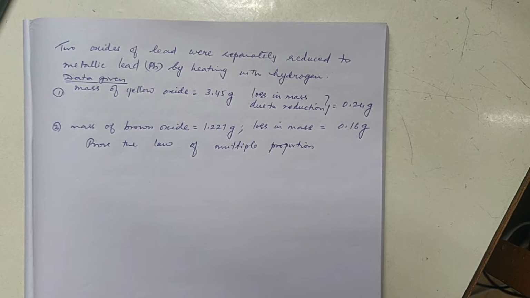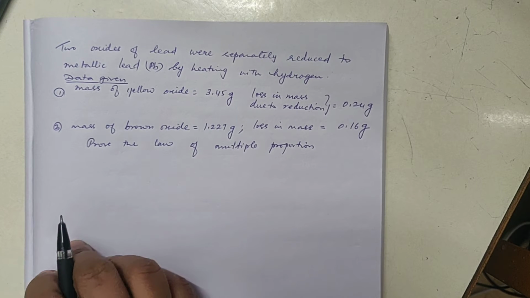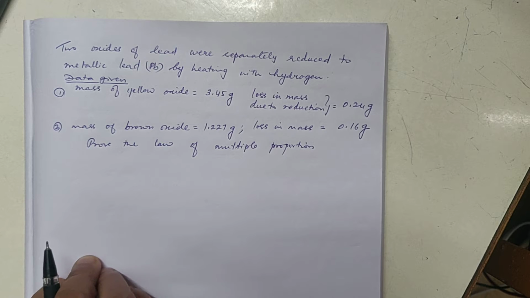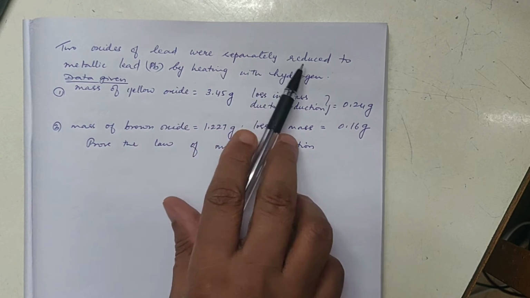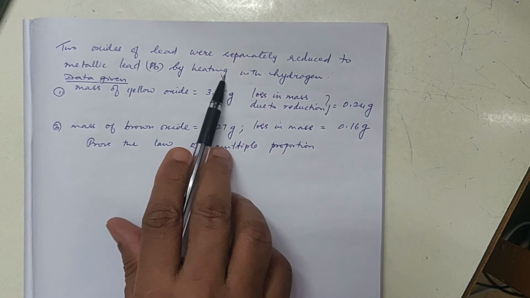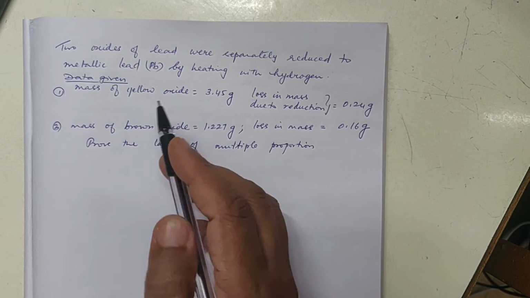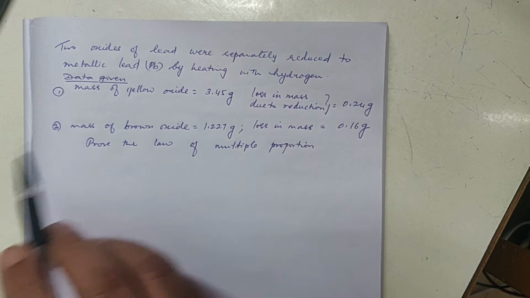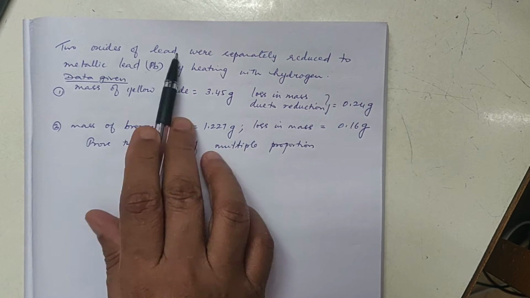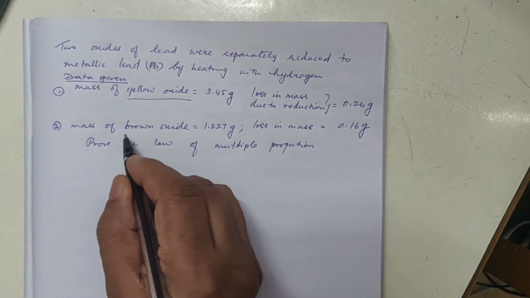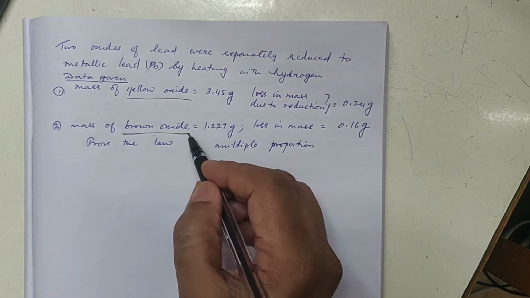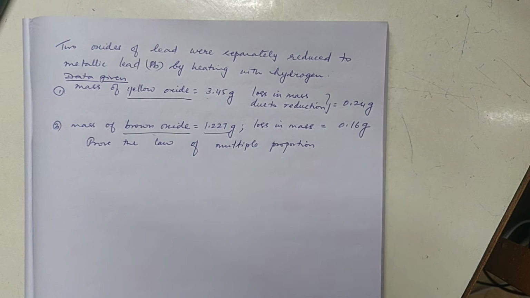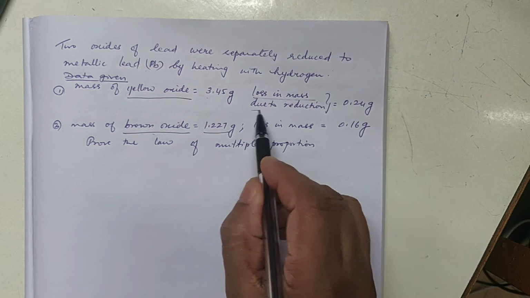Yes, children, let us see one more question based on the same multiple proportion. Two oxides of lead were separately reduced to metallic lead by heating with hydrogen. The symbol of lead is Pb. Now two oxides, one is a yellow oxide, the other one is a brown oxide. Mass of yellow oxide is 3.45 and that of brown oxide is 1.227. And here he has given loss in mass due to reduction.